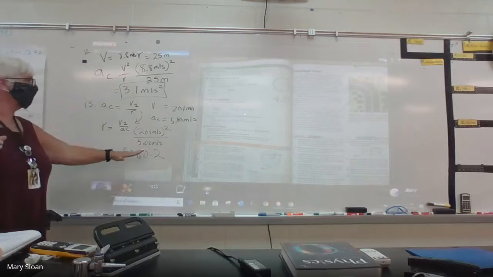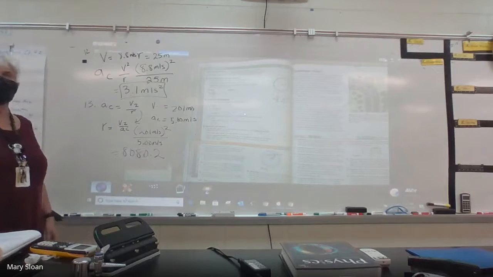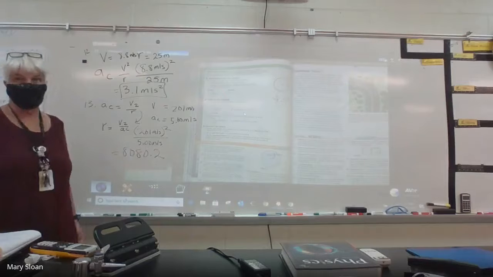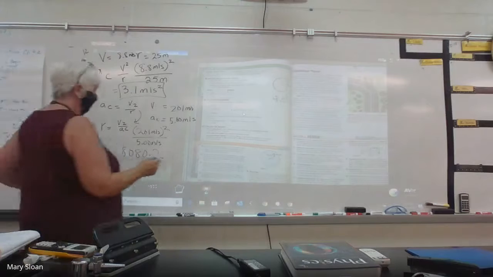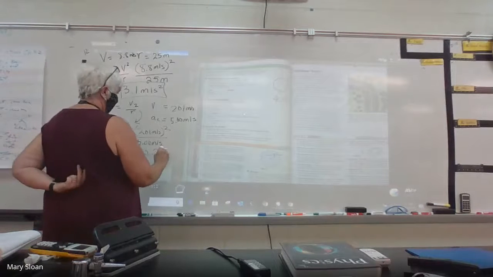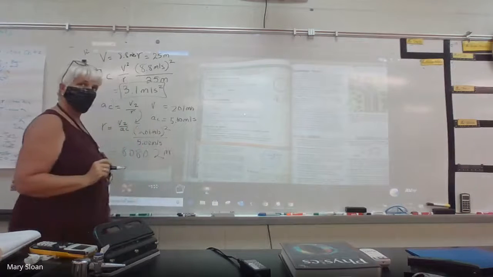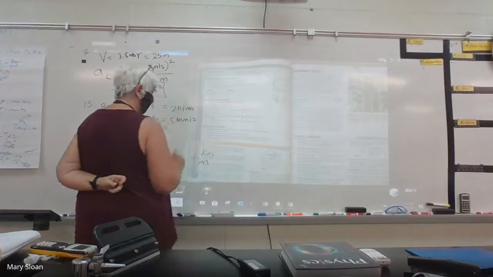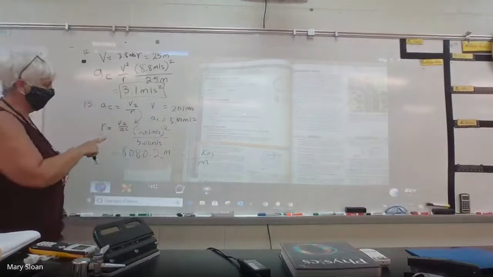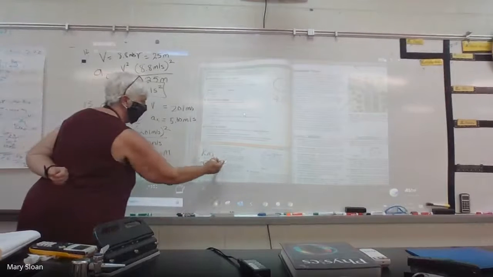Now, what is this in? Meters. What do we need to have it in? Kilometers. It says here in kilometers. So, how do I change that to kilometers, sir? This is in meters. Meters divided to get kilometers. So let's think here. We got meters, we're going to get kilometers.